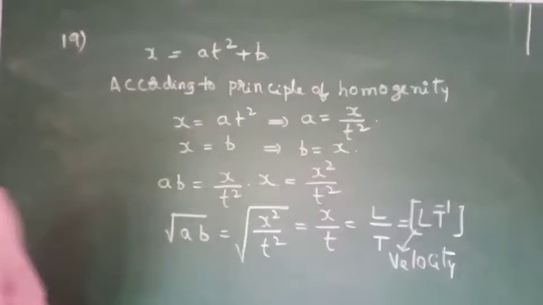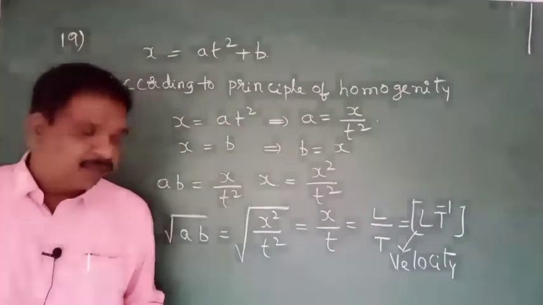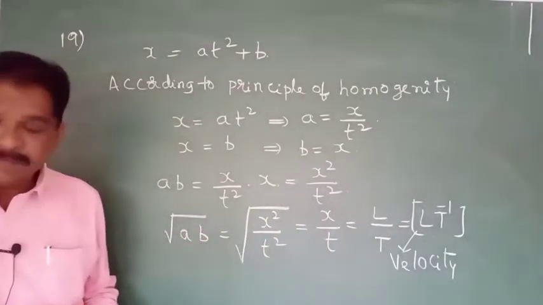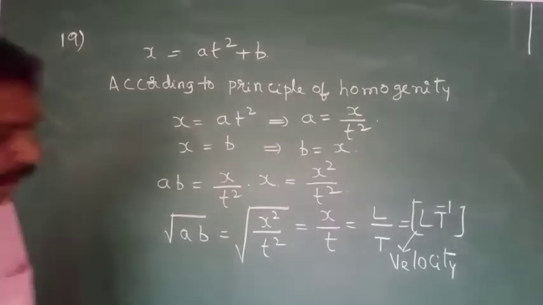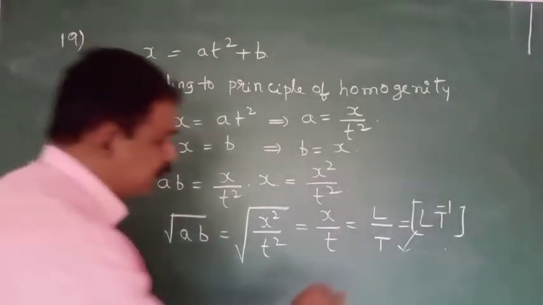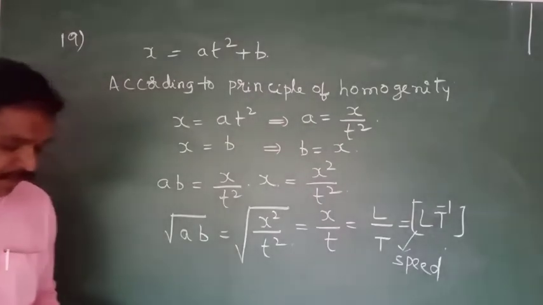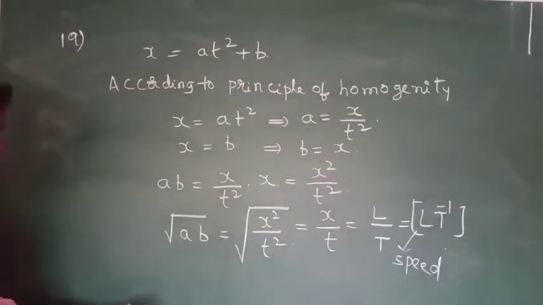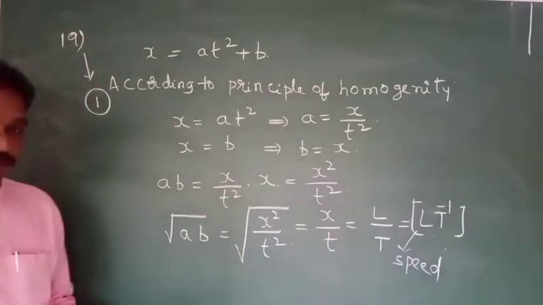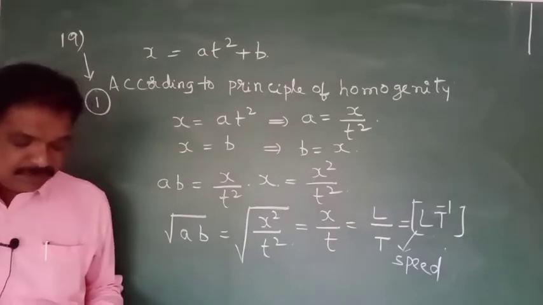So the options, if you check, root AB will be equal to, they gave speed. They mentioned x as the distance. Distance by time is equal to speed. If you take x as the displacement, that will be velocity. So write here speed. So what is the option for this? Question 19, it will be the first option. Clear?